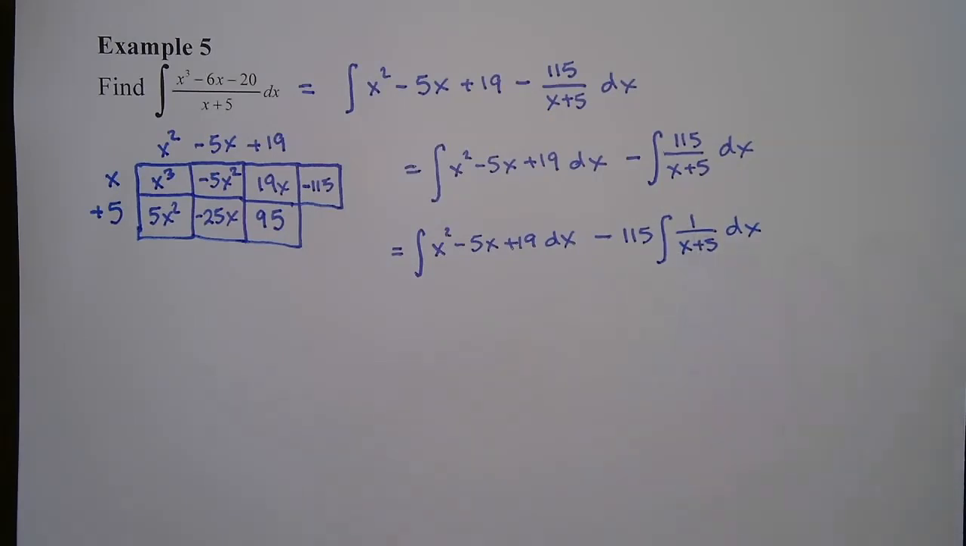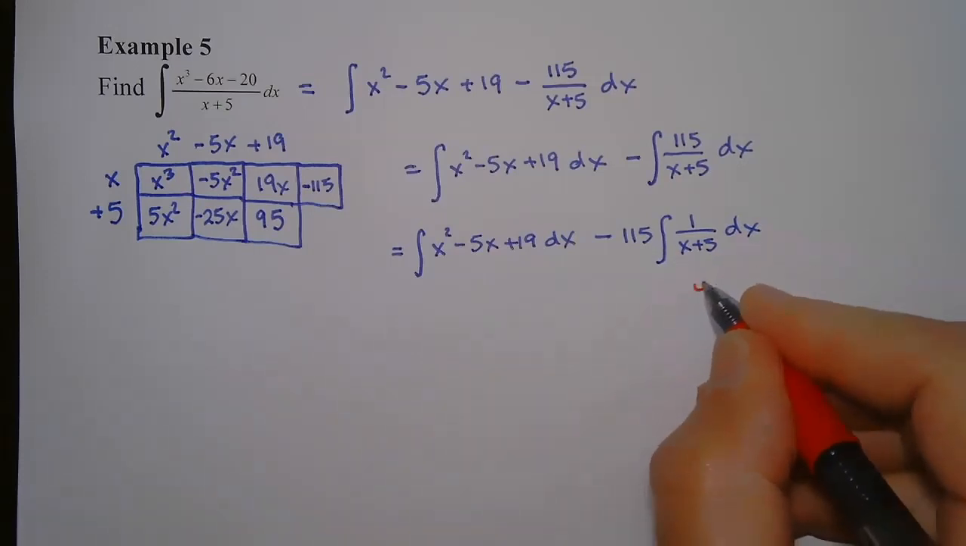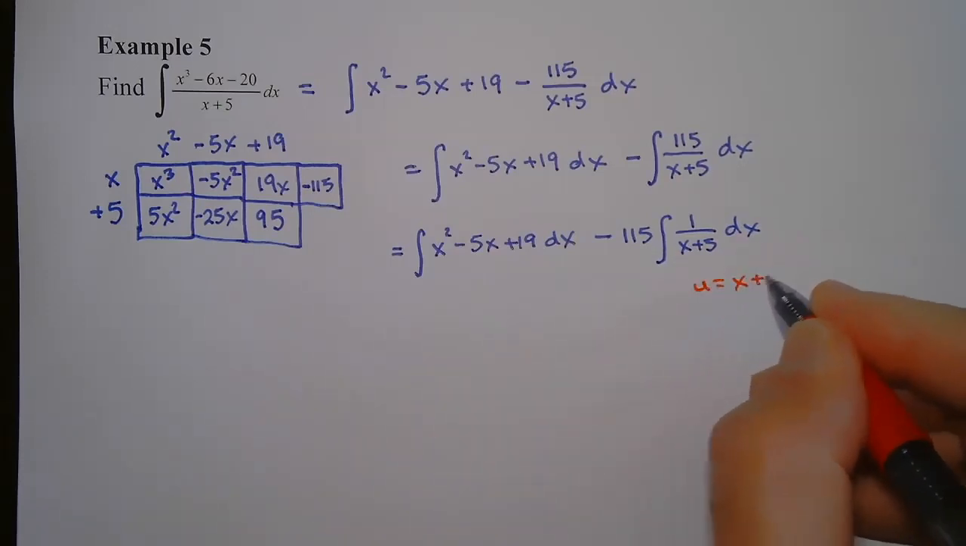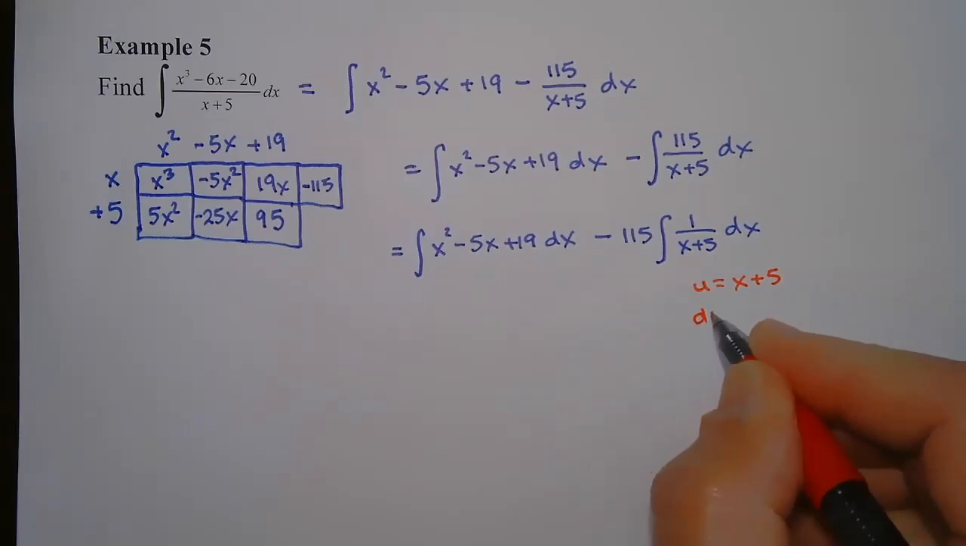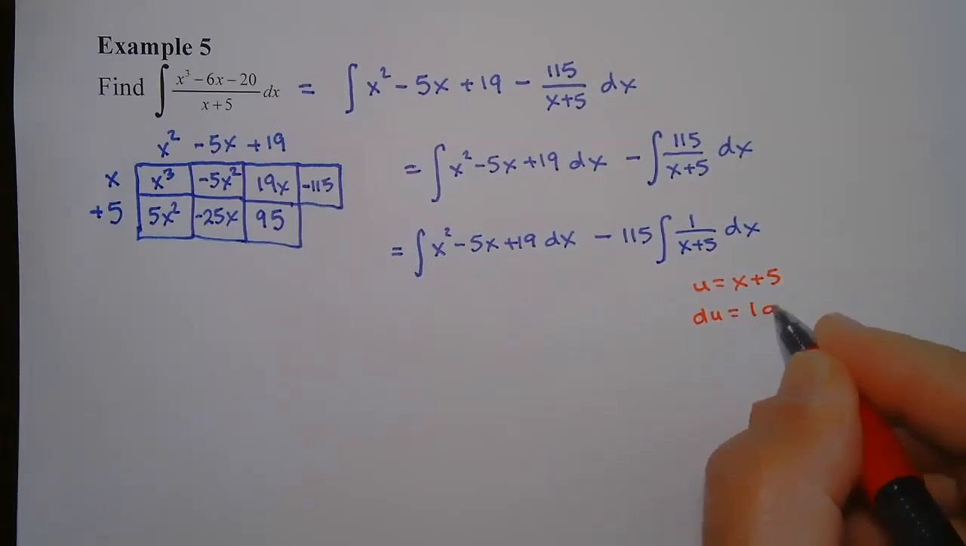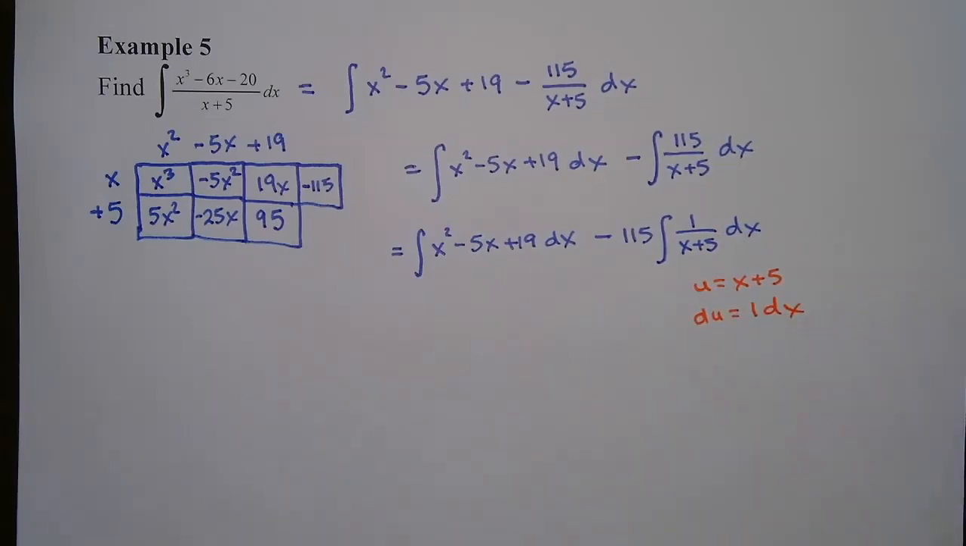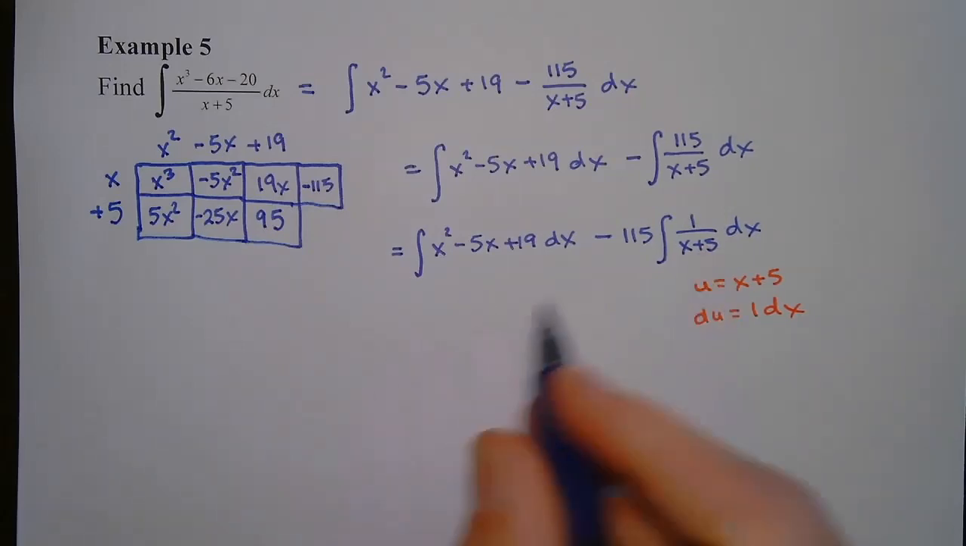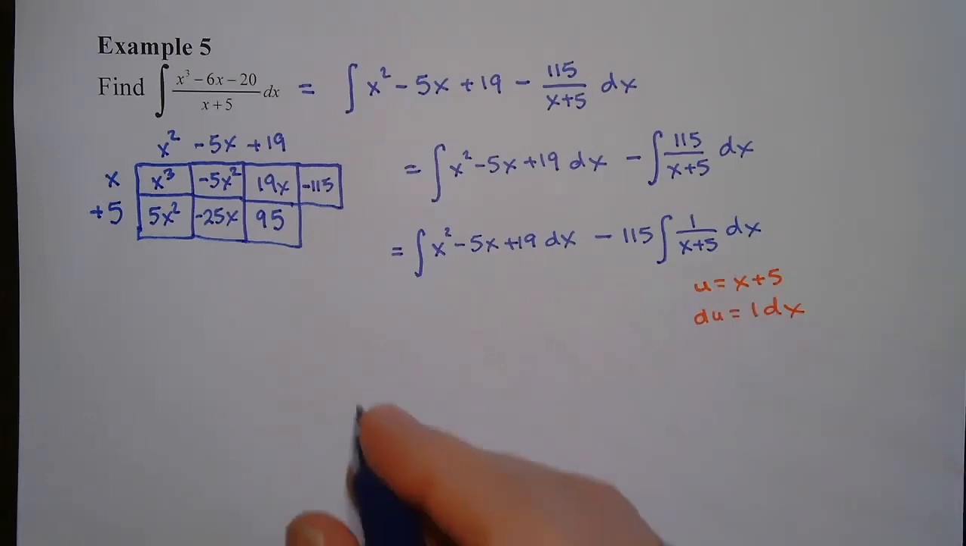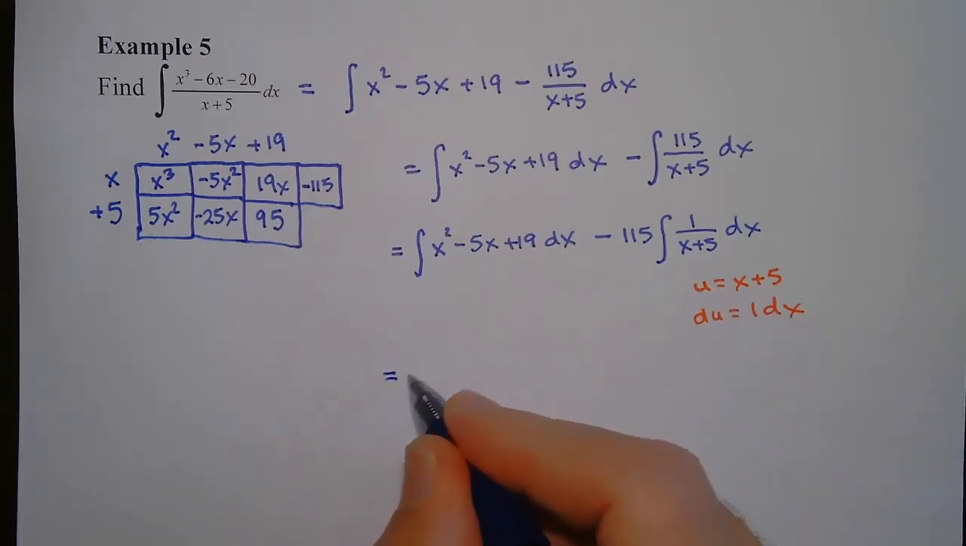All right, so we're gonna do a u substitution for this. U is equal to x plus 5, and then du is equal to 1 dx. Okay, so I'm not going to integrate this yet until I turn this one into u, doing the u substitution, okay? So this is equivalent to the integral.